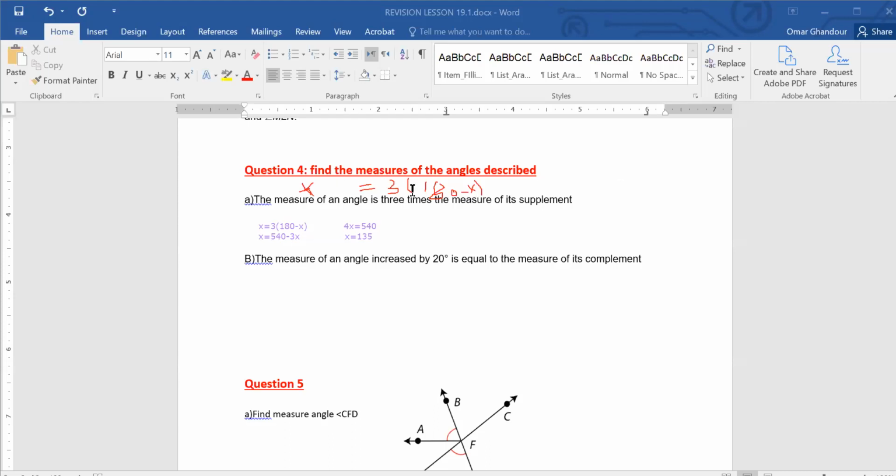So I have an equation now. X is equal to 3 multiply 180 minus x. And then I opened the bracket, and then I did some shifting, some division, and these things until I found x. Now I'm going to do B.